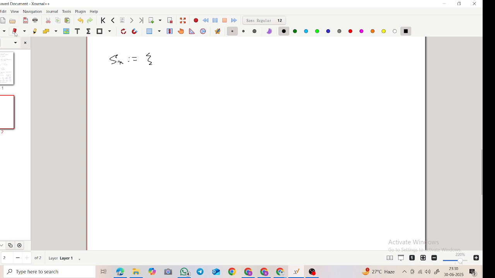So Sn is a group of all bijections from a set to itself. Okay, first tell me, is this a group? So let's call it set. Is this a group? Tell me that. The set of all bijections from the set to itself, is it a group?